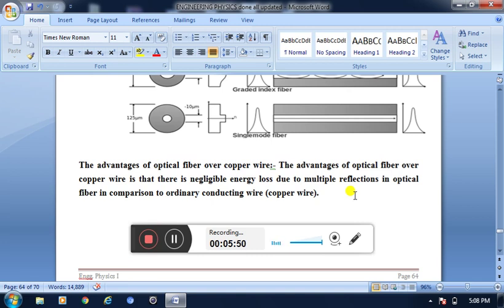In the next lecture we will discuss dispersion and attenuation in optical fiber.